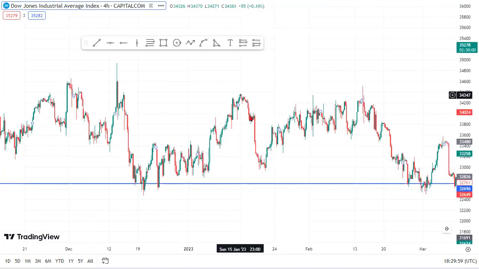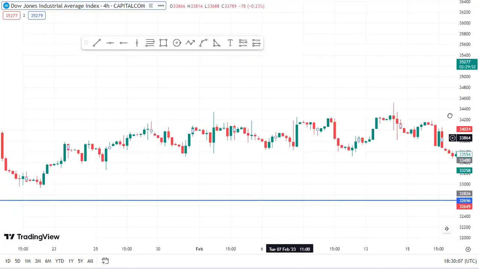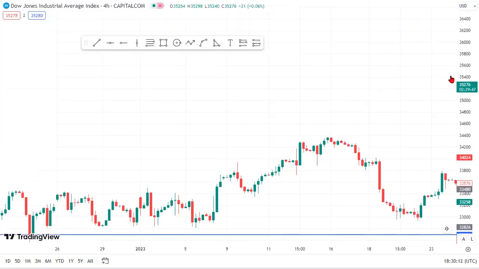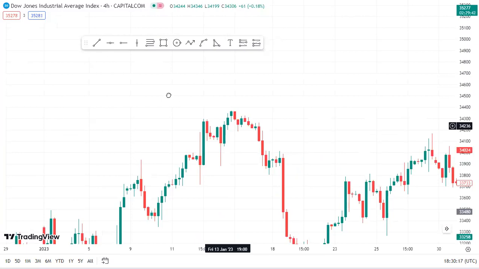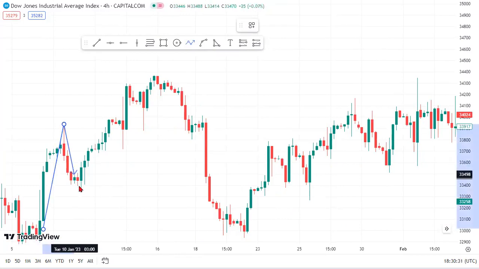The market was going up, it reversed down low. Let's zoom in and see what we had. Boom, boom, boom, boom, boom. Okay. So the market was giving you an impulse, came back down.